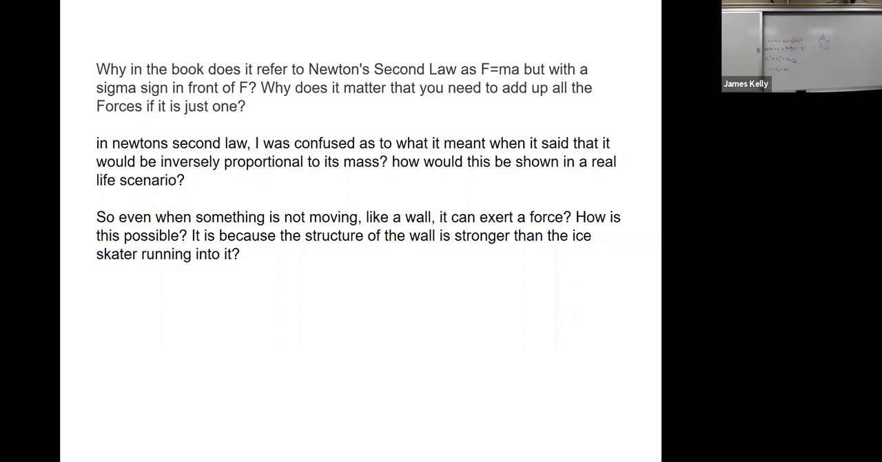In Newton's second law, I was confused as to what it meant when it said that it would be inversely proportional to mass. How would this be shown in a real-life scenario? So inversely proportional to mass means that if we solve for acceleration, right? One of my red markers over here left a stain on the board, so now I'm afraid to use red markers. If we solve for the acceleration, that means it's equal to the sum of the force vectors acting on it divided by the mass. So we would say acceleration is inversely proportional to mass. If mass gets big, acceleration gets small, given that the forces are the same.